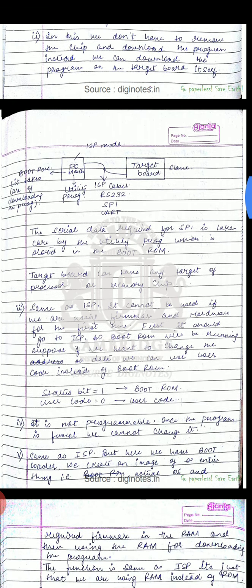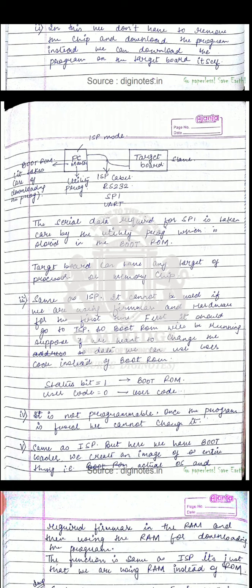And the fourth one is the factory programmed chip. In this method, it is not programmable. Once the program is put in, we cannot change it. The embedded chip will be manufactured by certain silicon chip based companies. In that company only, the program will be inserted into that particular embedded system, and we cannot change that program.